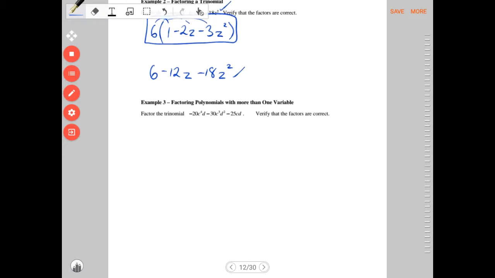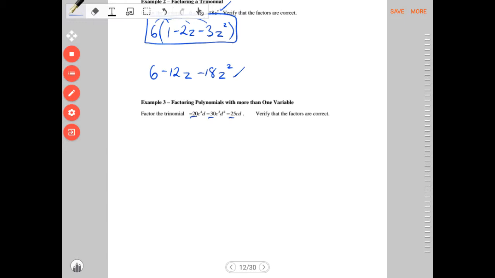Okay, example 3, let's try something that's bigger. More than one variable, big. And again, these kinds of questions look bigger, but you go one step at a time. We're going to do the numbers first, then the C's, then the D's. We go one by one by one, and it's not so bad. So looking at the numbers: negative 20, negative 30, negative 25.